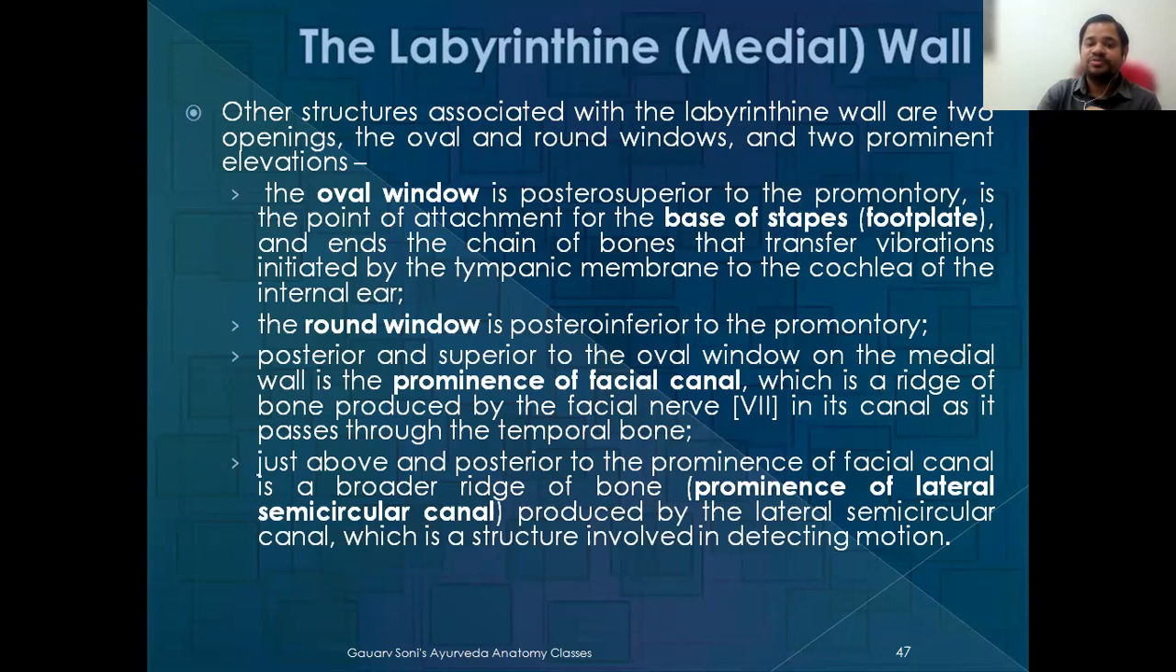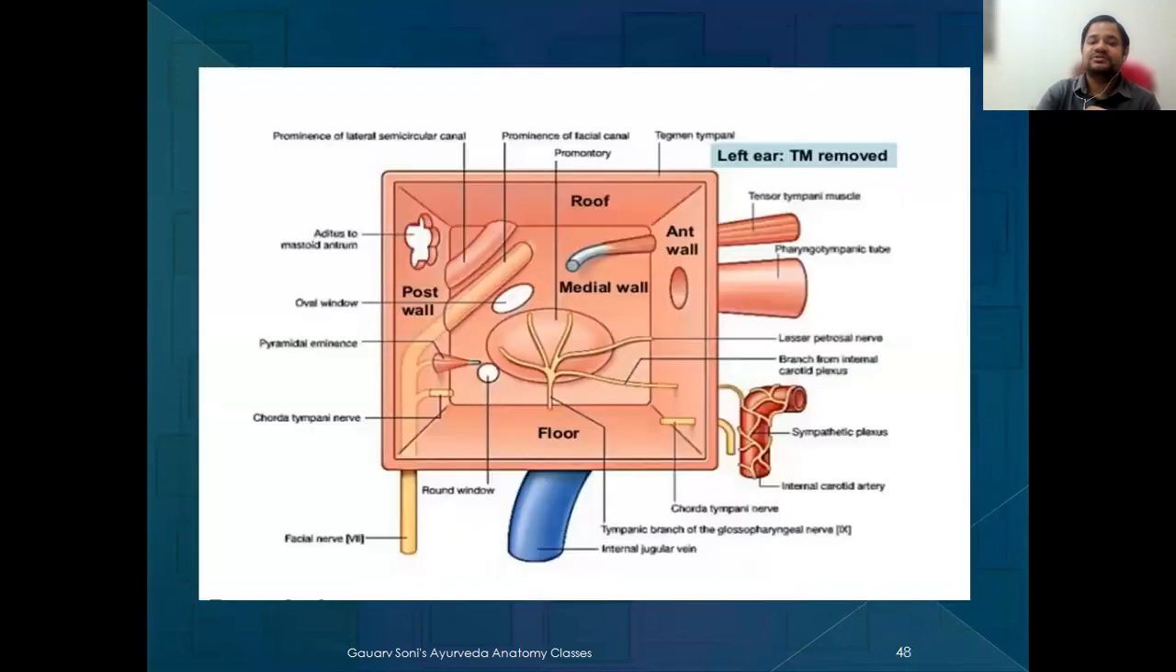Again, on the most superior part to it, is the prominence of the facial canal. There is a prominence of the lateral semicircular canal also, which is produced by, again, pressure on the wall due to the lateral semicircular canal, which is present as the organ of balance in the internal ear. Now we are going to see the diagram properly.